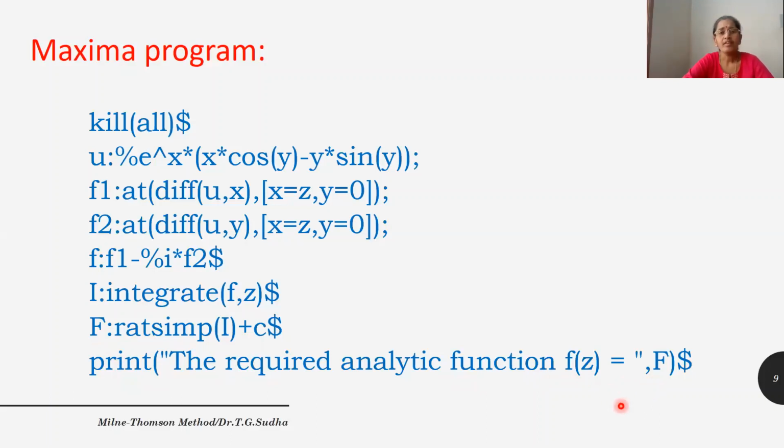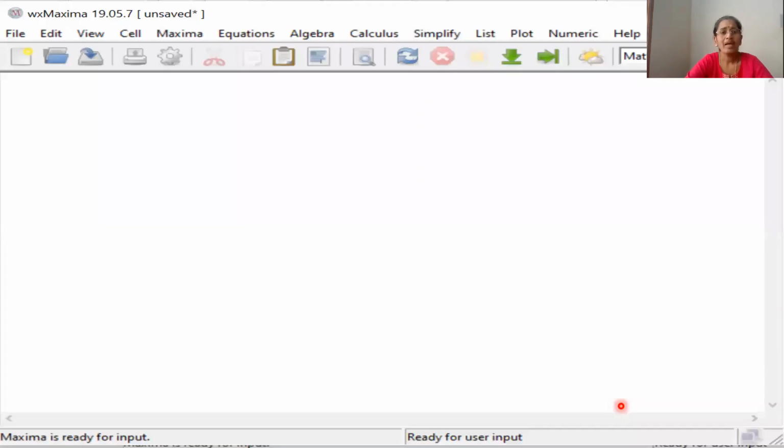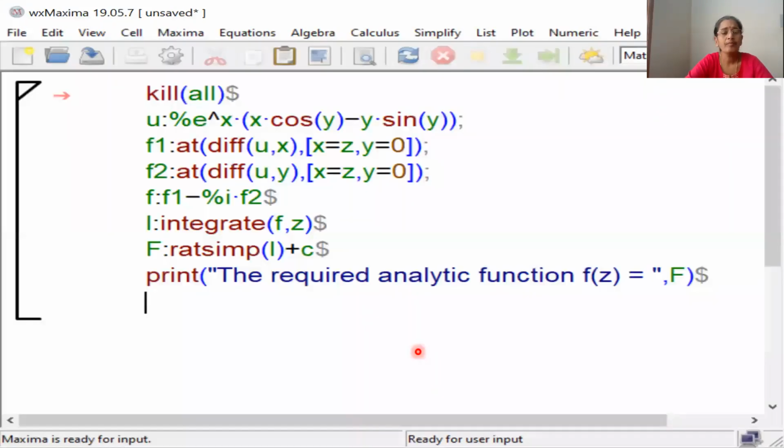So let us execute this in the maxima window now. Let us go to the maxima window. So this is the maxima window. So let us copy the command to this window. So this is the program when it is copied to the maxima window. Let us execute using shift enter.